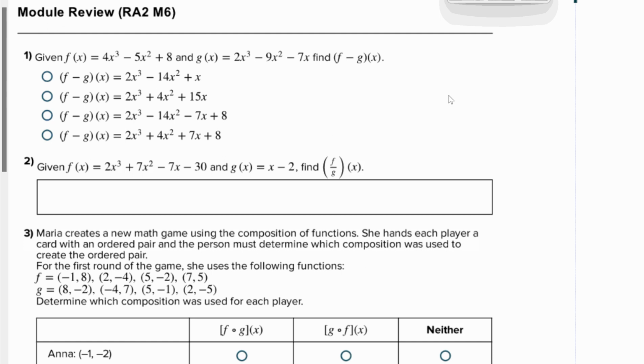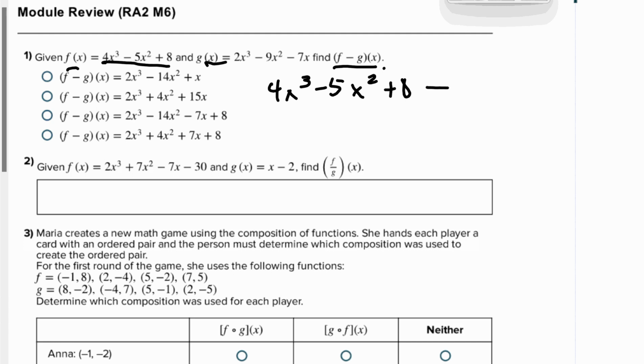For the review, we're going to go through this here. So we have two functions, f of x and g of x, and we want to find f minus g of x. So that's taking all of f of x, 4x cubed minus 5x squared plus 8, and subtracting, or taking the opposite of g of x.